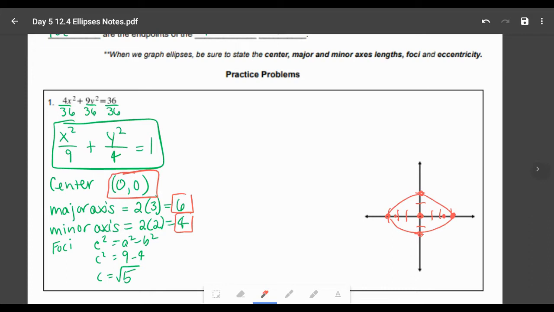But that doesn't answer the question about where the foci are actually located. So they are at plus or minus root 5 comma 0. So they didn't have any change in a vertical direction, just the horizontal direction.